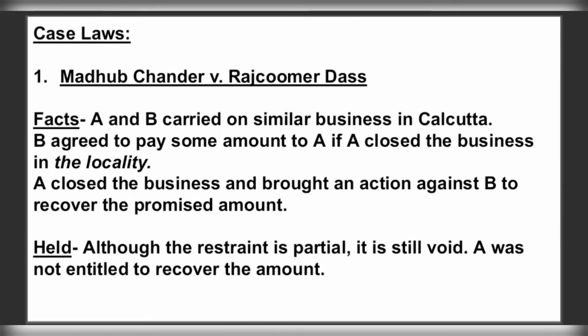Now let us read two case laws which are very important in order to understand this provision. The first one is Madhub Chunder versus Rajcoomar Doss. In this case, A and B carried on the same kind of business in the same locality in Calcutta, and B agreed to pay some amount to A if A closed the business in that locality. A closed his business and then brought an action against B to recover the promised amount.